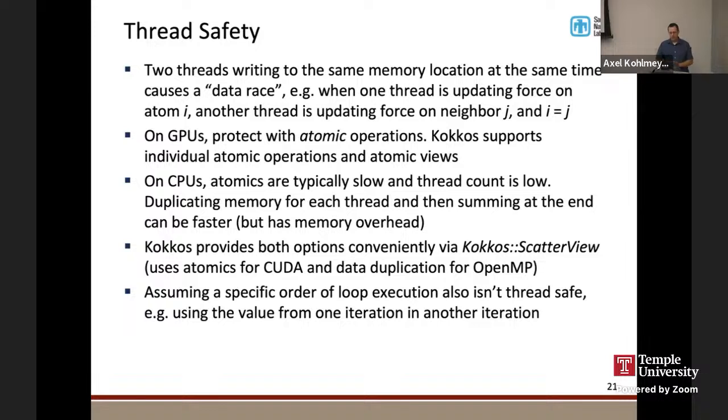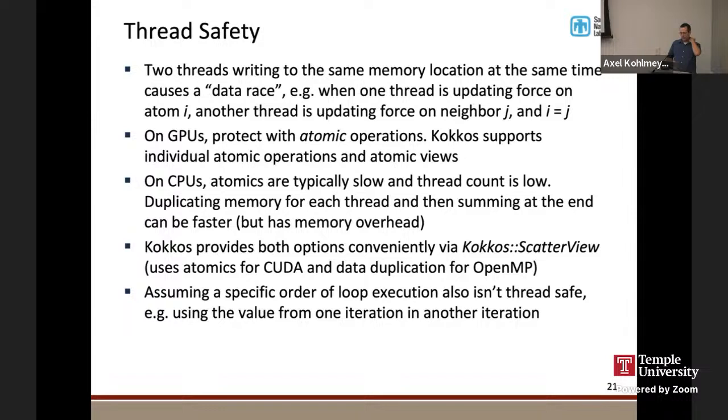So in that case, we want to not use atomics, we want to duplicate memory for each thread. Each thread has its private scratch space that it can do its own work on. And then we take all those copies and we sum them up at the end, which can be faster than using atomics, but also you have to duplicate your memory. So again, it's not going to scale up to thousands of threads, maybe 16 at max.